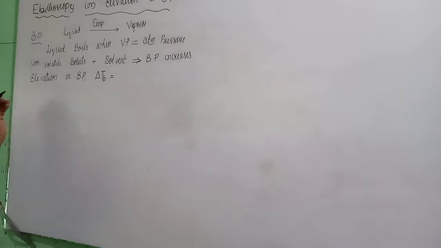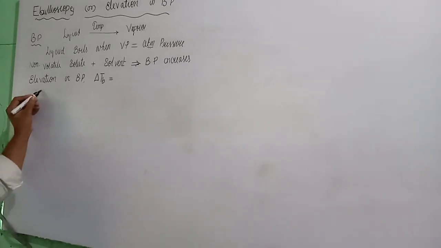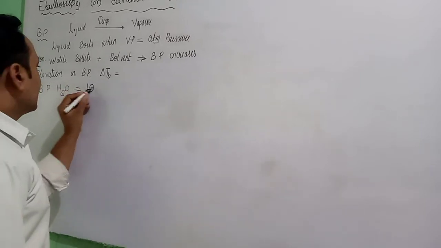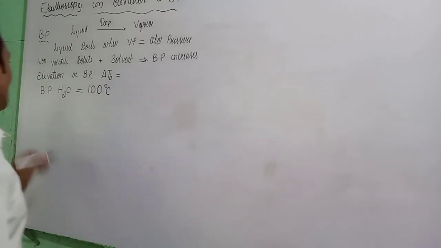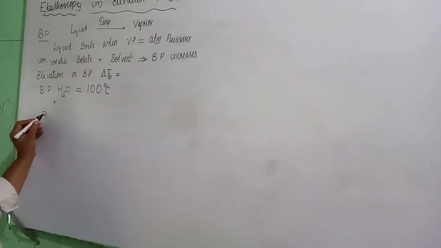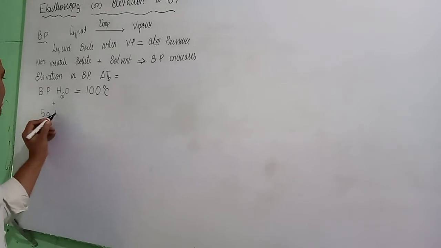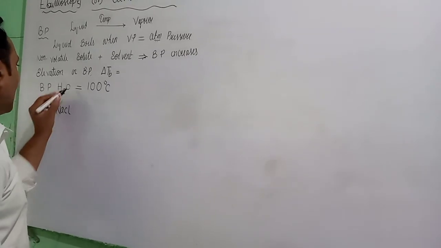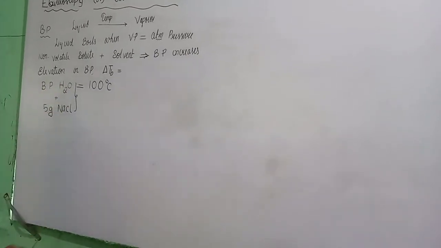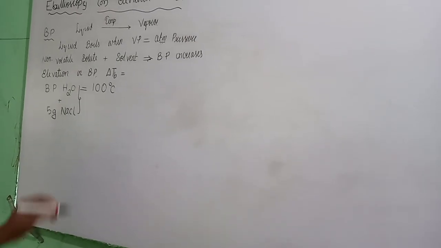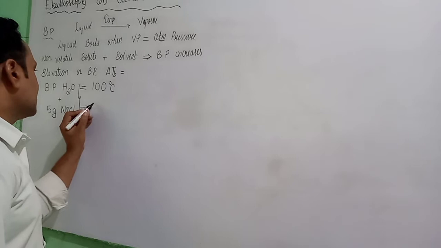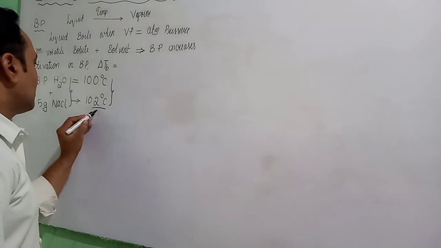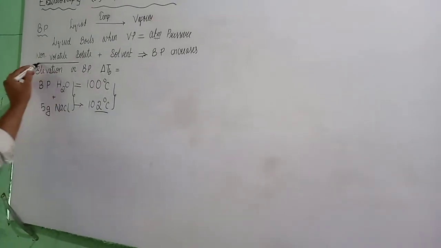So imagine the boiling point of pure water. The boiling point of pure water, as we know, is 100 degrees Celsius. Now to this water, consider adding 5 grams of salt, sodium chloride, so that it becomes a solution. After adding 5 grams of sodium chloride into a particular volume of water, the boiling point is going to increase. Maybe it is 102 degrees Celsius. So you can find there is an increase in the boiling point whenever you add a non-volatile solute to the solvent.